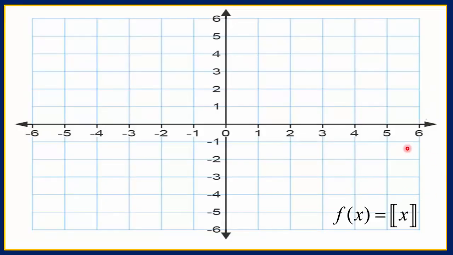So let's think about values between 5 and 6. How would that look? Any value between 5 and 6 is just going to give you a 5. So f of 5 would be 5, and f of 5.1 would be 5. It would look something like this: just a horizontal line. But right here at 6, f of 6 is not 5. It's 6, so it jumps up here.